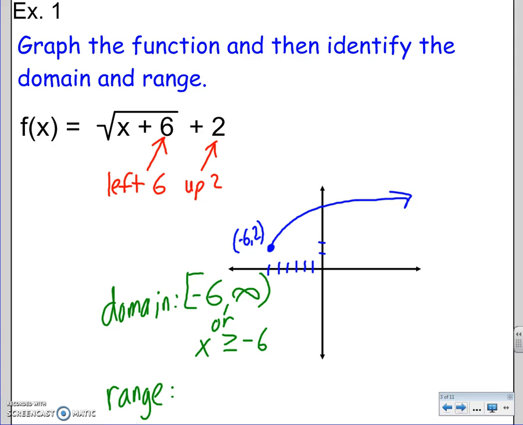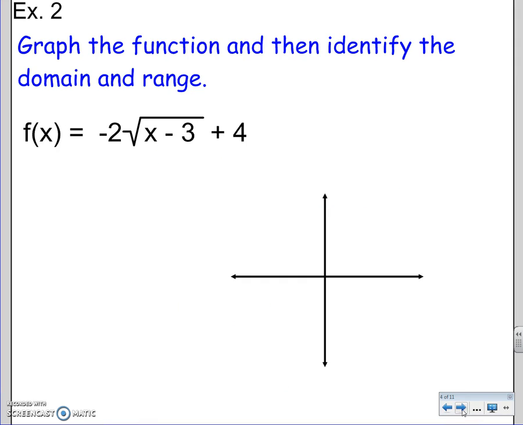The range is how low to how high. The lowest is 2, and it counts. The highest is infinity. If you don't like that, you could say y 2. It's above 2, so y is greater than or equal to 2. And that's it. So again, make sure you know how to read A, H, K, graph it, pretty simple, domain and range. Here's a little harder one.